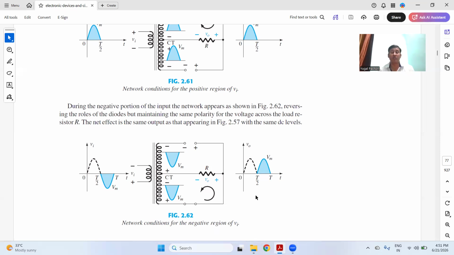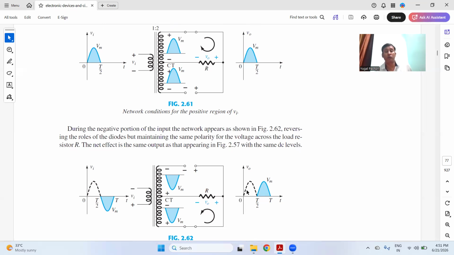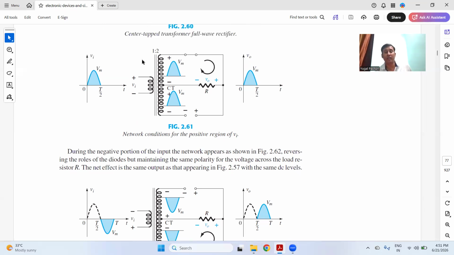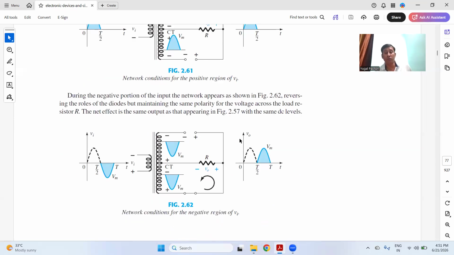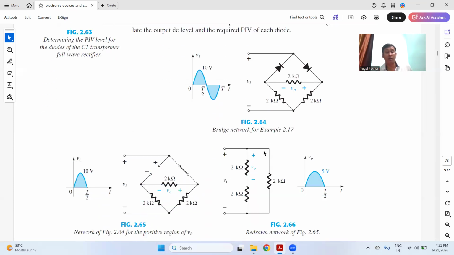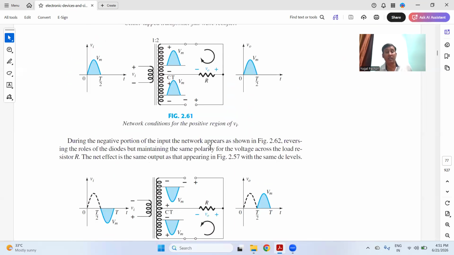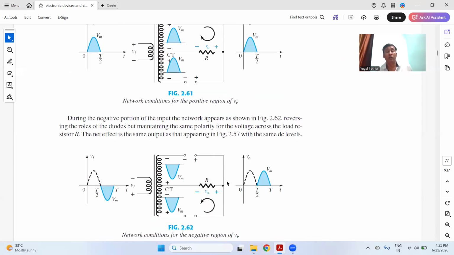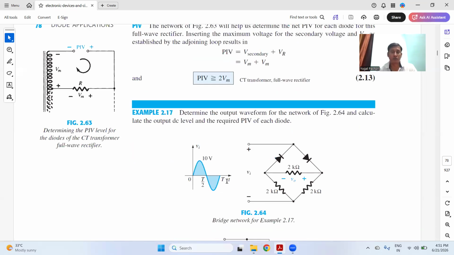In this operation of the center tap rectifier, you can see operation number one, and this is operation number two. In both operations, you get the output. Hence, you are getting the output in both the cycles. So both the cycles are rectified. The positive cycle is also rectified, and the negative cycle is also rectified. So that's why it works as a full wave rectifier.